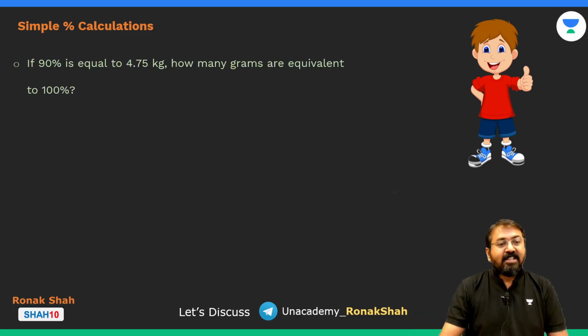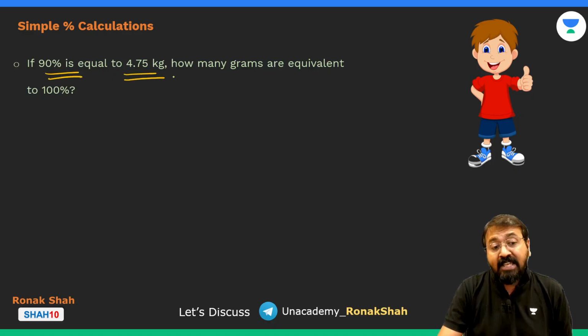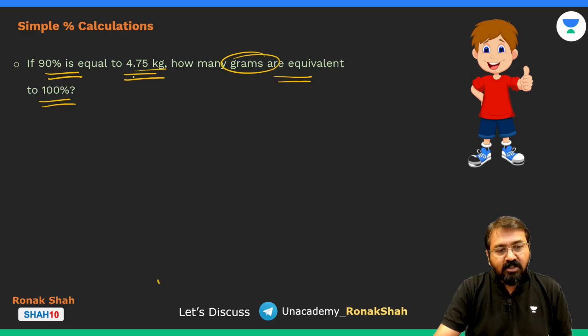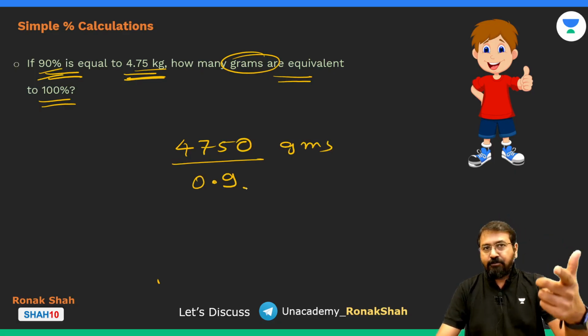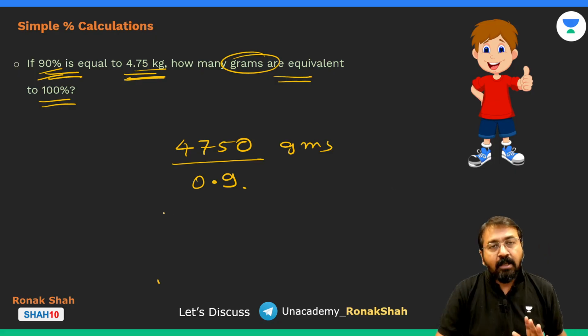Okay, fine. Similarly, if I ask you, if 90% is equal to 4.75 kg, how many grams are equivalent to 100%? Right? So once again, it's a similar question. So what we need to do is find out the value in terms of grams. So let's convert this to grams. So it is 4750 grams, and that is 90%. And we want to find out 100%. So what will we do? I'm sure you must have figured out that you need to divide by 0.9. Now this is going to be a slightly complicated calculation, but still you should be able to tackle it.